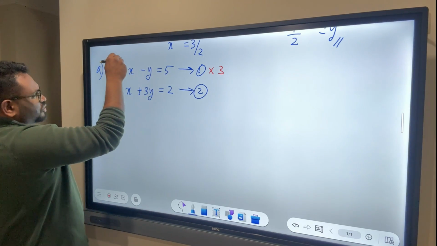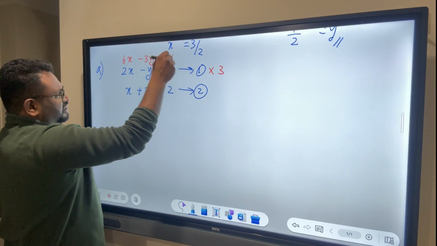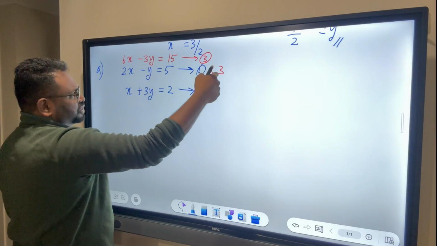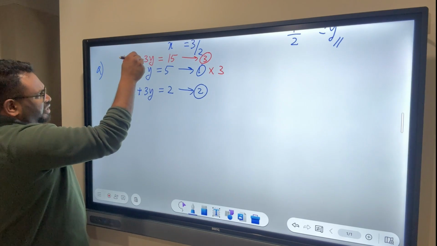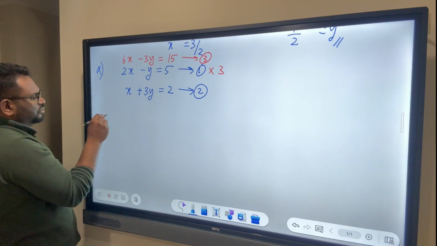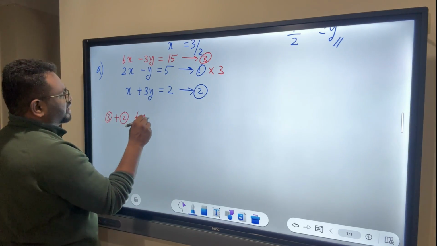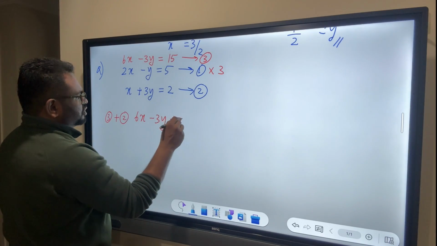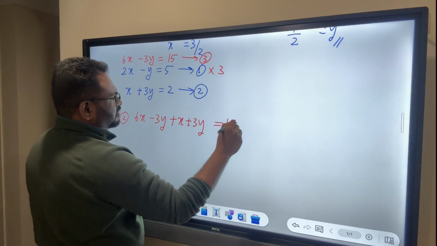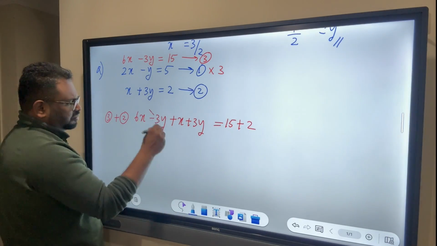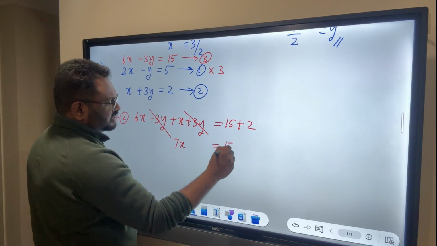So this is going to be 6x, then this is going to be 3y, and this is going to be 15. This is my third equation. When I do this operation, I get the third equation. Now I can see minus 3y and plus 3y. So what I'm going to do, 3 plus 2. Let me write what I have here. So x plus 3y, I'm just copying these terms here, and that is equal to 15 plus 2. Now you can see minus 3y plus 3y gone, and then 7x is equal to 17.